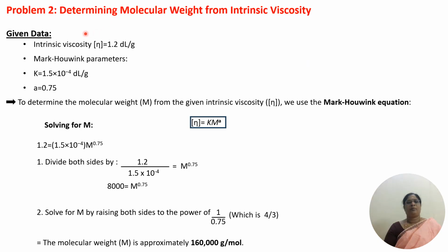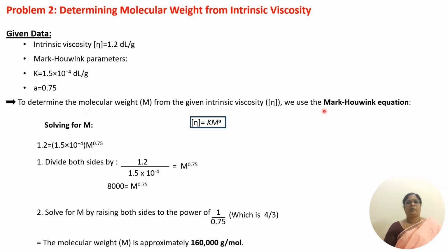The second problem is based on the molecular weight determination using the intrinsic viscosity. The given data in the problem is intrinsic viscosity of 1.2 dl per g and Mark-Houwink parameters K is 1.5 into 10 raised to the power minus 4 dl per g and a is 0.75. And they are asking us to determine the viscosity average molecular weight Mv.